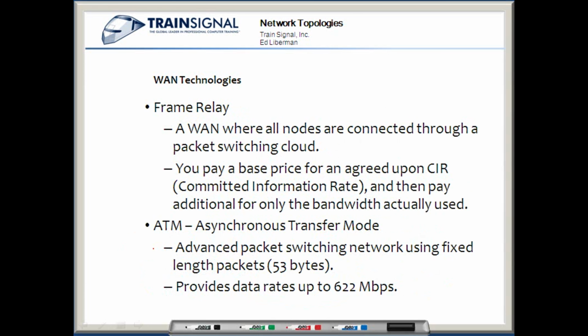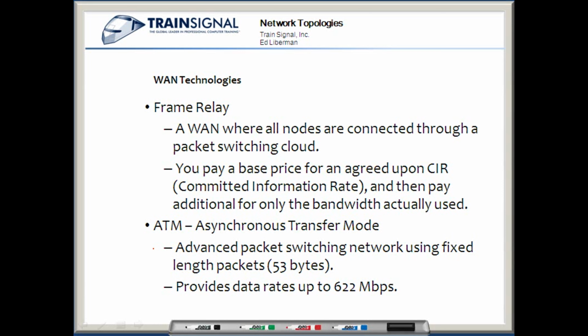Now, another type of WAN technology, matter of fact, here we have a couple of WAN technologies which use packet switching. The first is something called frame relay. Frame relay is a WAN technology where all nodes in the WAN network, or that's kind of redundant, right? WAN network, because WAN is wide area network, are connected through what's called a packet switching cloud.